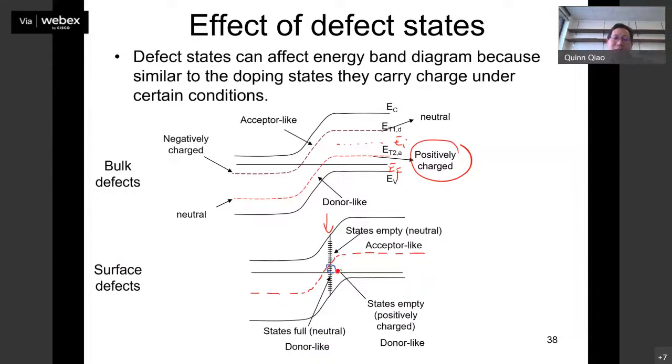The same thing here. This part will be what? Because they are below EI, they should be neutral when occupied. Now they are above EF, the Fermi level. So they lost those electrons, they become what? Positive charge, okay. I hope you can understand this. If you have questions, we can discuss later, okay?